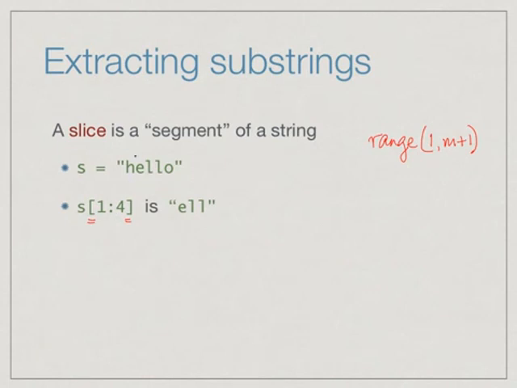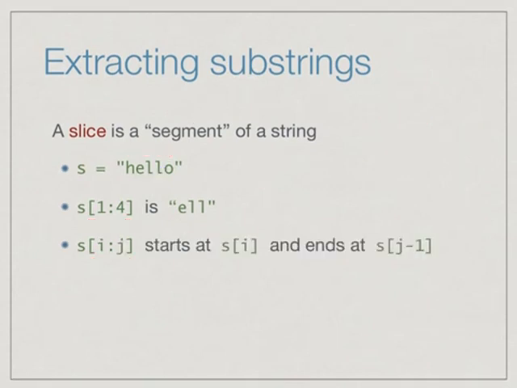So if I do this, then remember that hello has positions 0, 1, 2, 3, 4. So the slice from 1 to 4 starts at 1, goes to 2, goes to 3, but does not go to 4. So it's only from E to L, the second L. So in general, if I write Si colon j, then it starts at Si and ends at Sj minus 1.